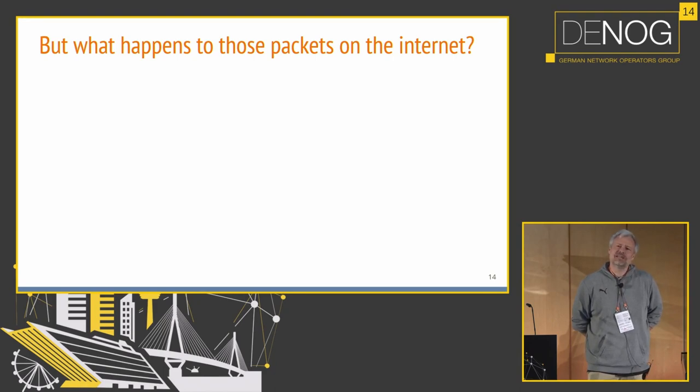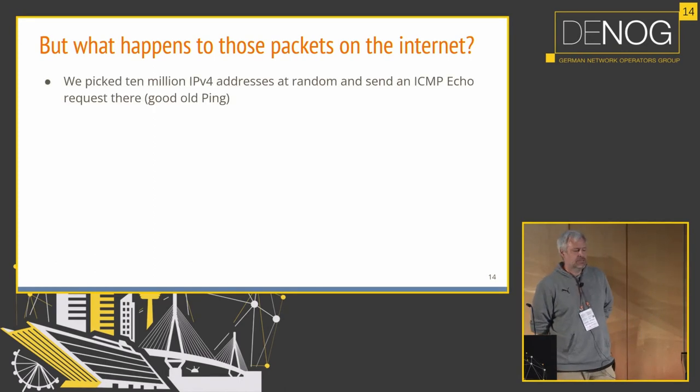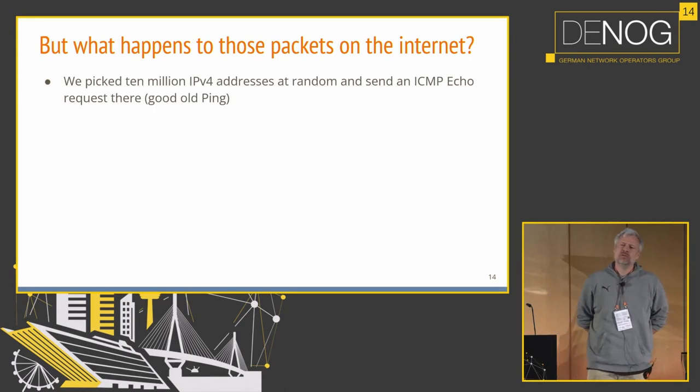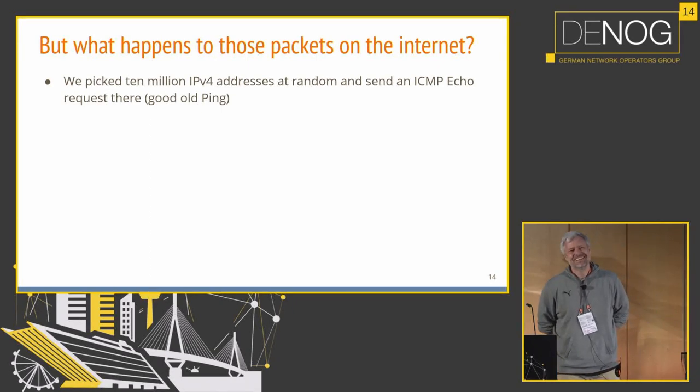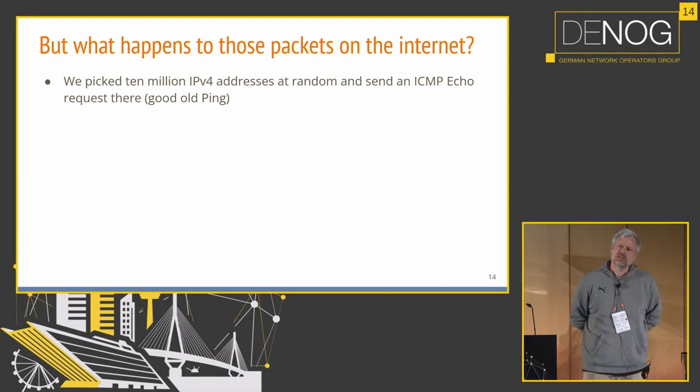So this is kind of cute, right? Oh, you tested 12 NATs. What happens with those packets on the public internet? So what we did was we picked 10 million IPv4 addresses at random. We didn't pick IPv6 addresses at random, because the chance of somebody sitting there and listening is really, really slim. So we picked IPv4. And we sent an ICMP echo, just a regular ping.